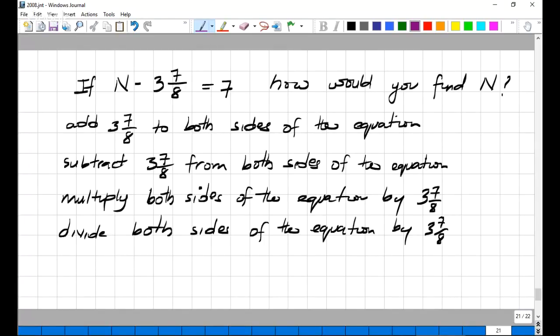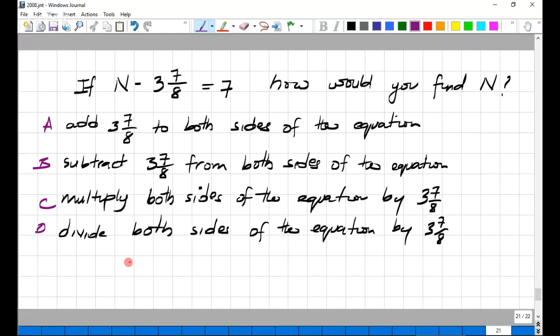If n take away 3 and 7/8 equals 7, how would you find n? Would I add 7/8 to both sides? Would I subtract 7/8 from both sides? Would I multiply both sides by 3 and 7/8? Would I divide both sides by 3 and 7/8? Sir, I'm not sure. All right.